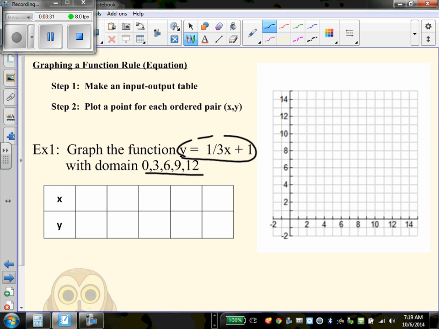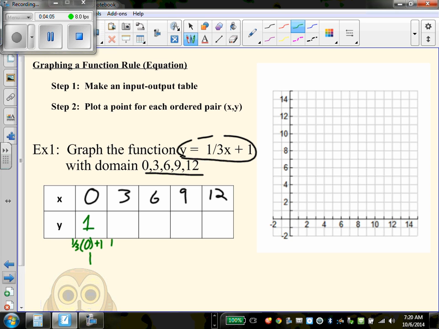Well, we're going to start this out just like problems from last week. We're going to put our domain in for x. So 0, 3, 6, 9, 12. And then we're going to put our x values in for x and see what y values we get. So for this first one, our function is y equals 1/3 x plus 1. So we're going to have 1/3 of 0 plus 1. 1/3 of 0 is 0, so that answer is 1. So that's our y value.